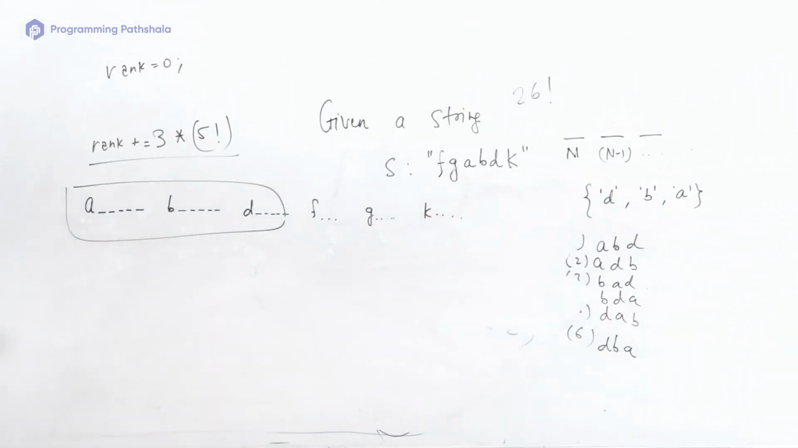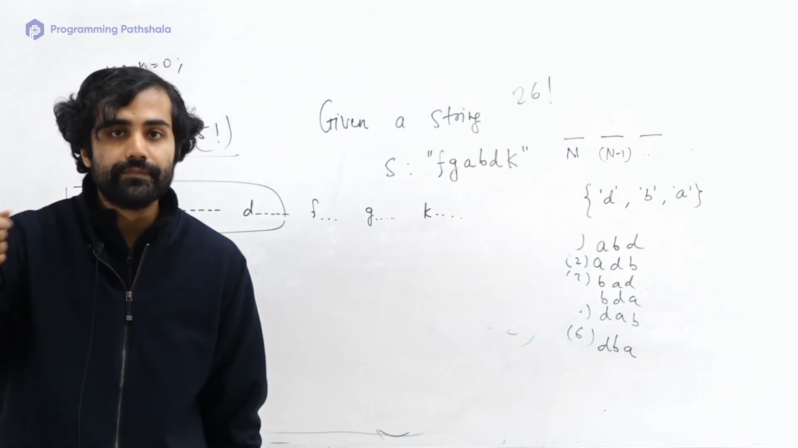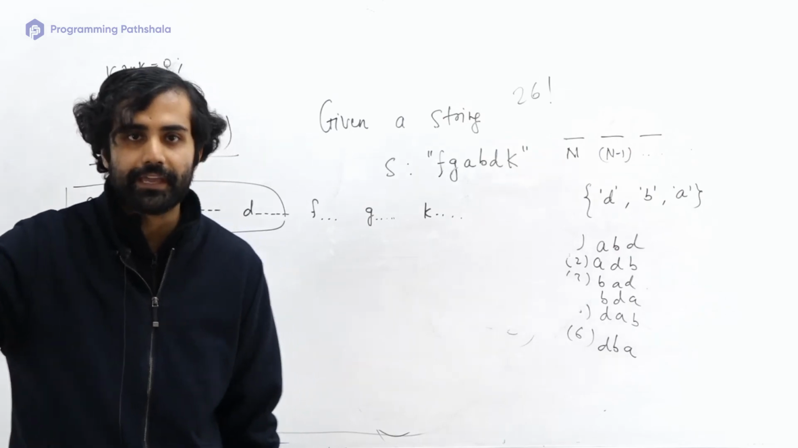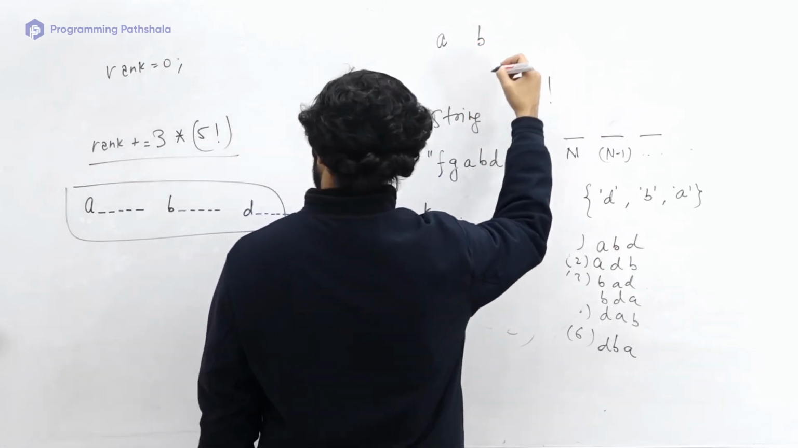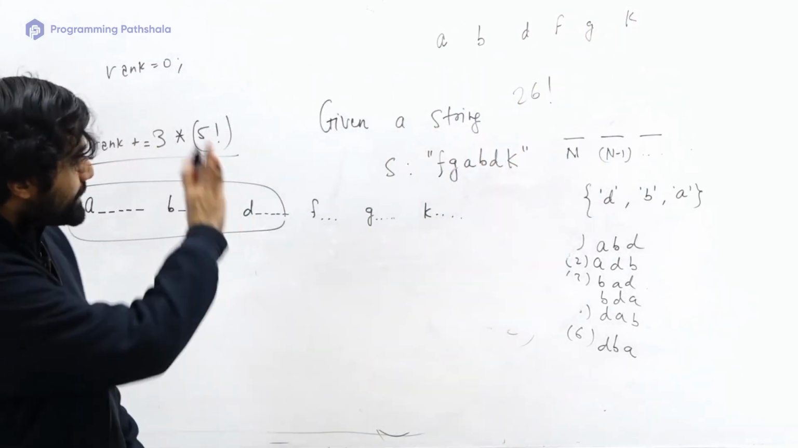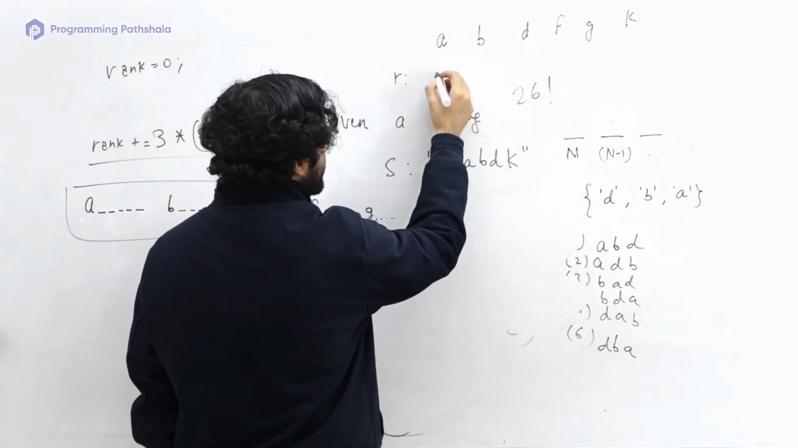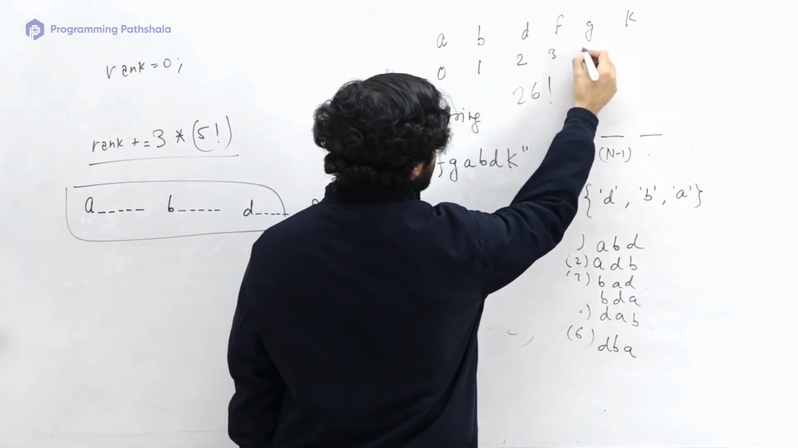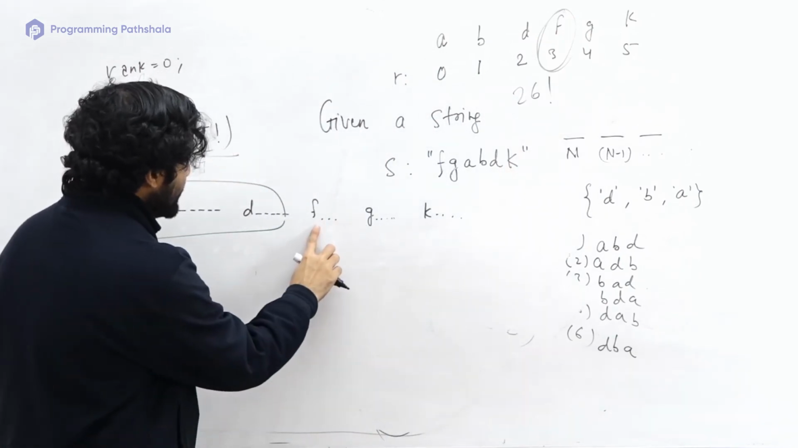Did everyone understand this idea? Yes or no? Right? And it can be very easily done. How can it be done? You just need to know the rank of the characters. A is the smallest character, then comes B, then D, then F, then G, then K. With respect to the characters present here, this is the ranking amongst characters. So let's say I allot ranks to these characters: this is rank 0, this is 1, this is 2, this is 3, this is 4, this is 5.